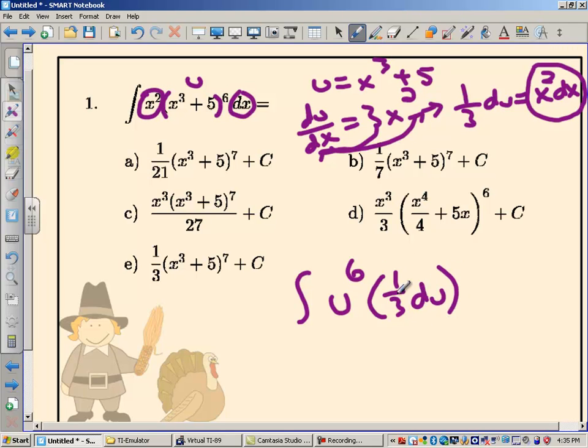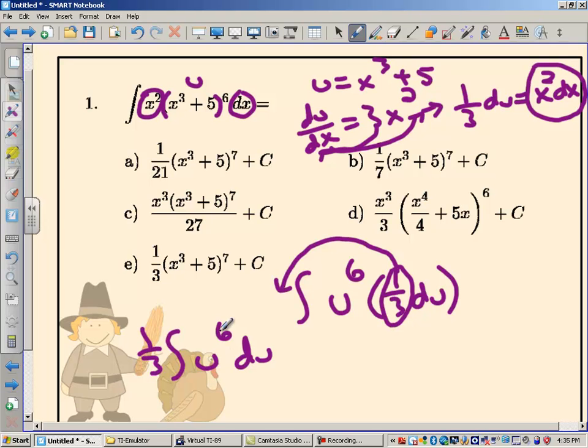Now we know from our properties of integrals that any constant can come all the way out in front. So I'm going to do that here. I'm going to call this the integral of u to the 6th du with the 1/3 sitting in front. Now I've got an example of u to the n du. So the way we answer this is we add 1 to that exponent and we divide by that. And then we put a plus c.